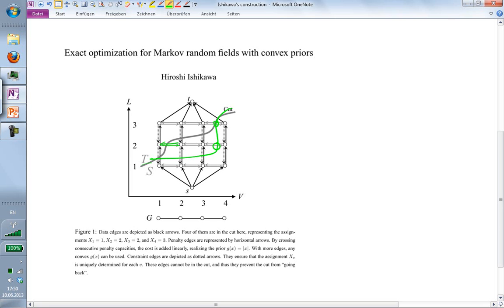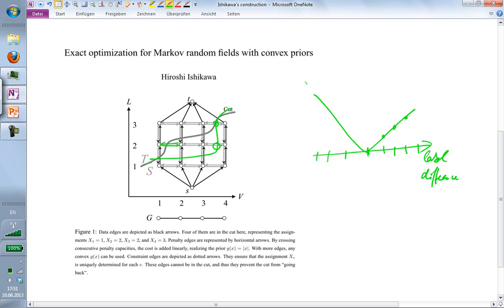And this can be used to express convex costs, such as if I plot label difference here. So I assume that the labels can be ordered or arranged in a linear fashion, and that my smoothness prior is a convex function over these ordered labels. So for example, if all of these gray arrows have the same capacity, then cutting one of these arrows gives me a cost of 1, cutting 2 of them gives me a cost of 2, cutting 3 of them gives me a cost of 3, and so on.